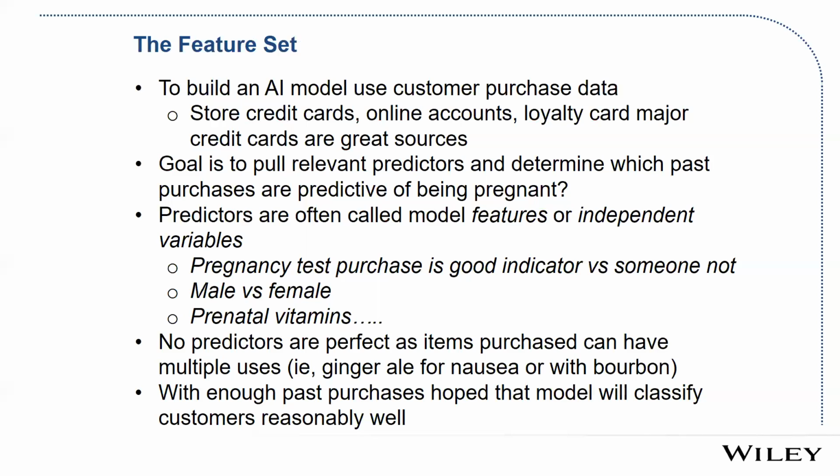So what we want to do then is pull out these relevant predictors. We'll make a list of maybe 16 or 17 items, and these are going to be called features. Then we're going to look at these to see if they're good indicators of somebody that's pregnant. We can look at things like, are they male versus female? Are they buying prenatal vitamins? Are they buying ginger ale? You can buy ginger ale because you're nauseous, or maybe you're buying ginger ale to mix in a drink, and most of us aren't drinking when we're pregnant. If you get enough of these past purchases, you're hoping to be able to classify these persons as either pregnant or not pregnant.